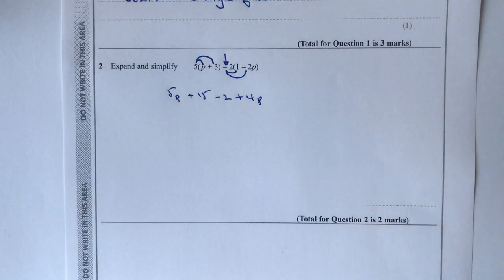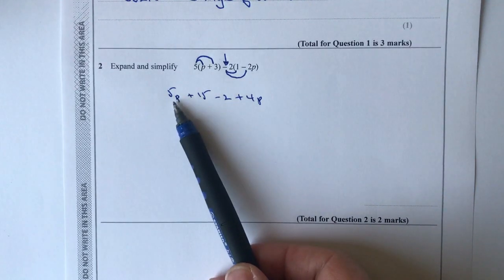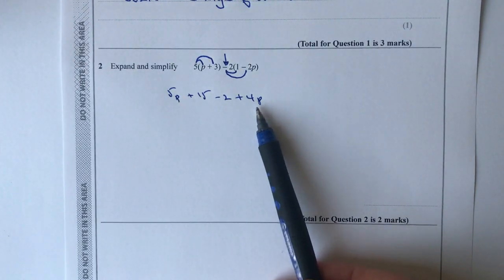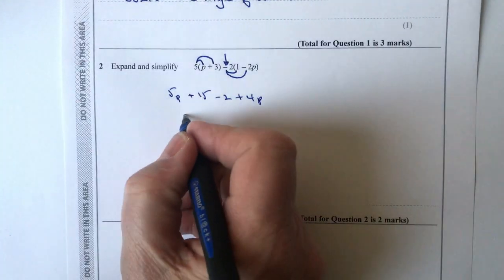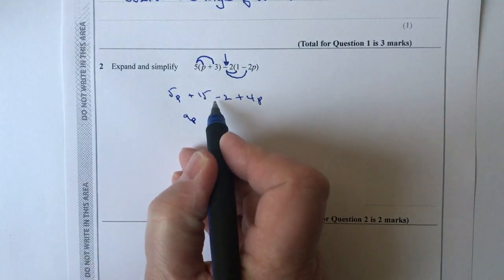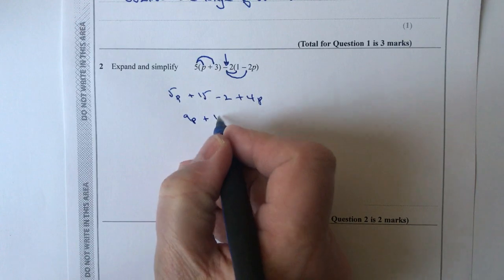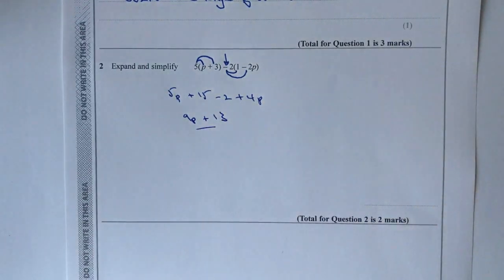The reason these types of questions are 2 marks is because usually a good proportion of students will miss that negative bit. So you're going to have to be a little bit careful with this to get that full 2 marks. Okay, so all we need to do now is just tidy that up. I'm going to gather up the 5p and the plus 4p. So that's going to give me 9p. And then I've got plus 15 minus 2 is going to be plus 13. And that would be the answer to this particular question.